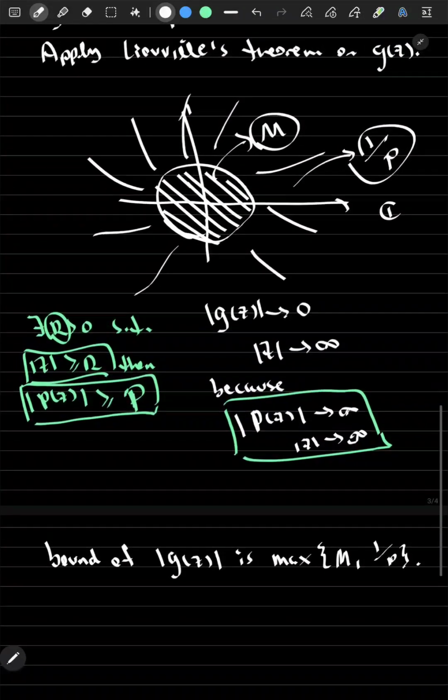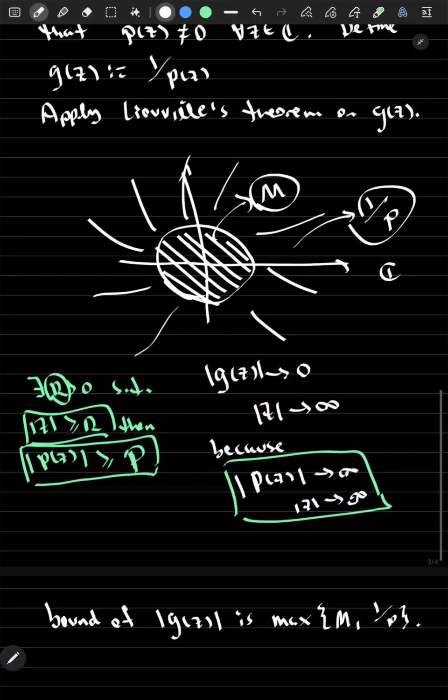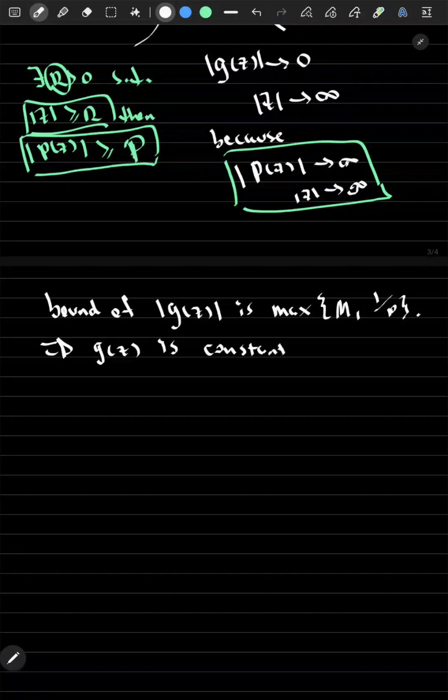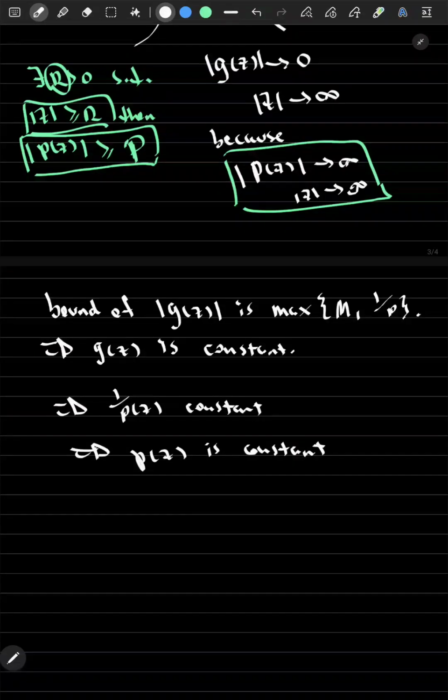And okay, so now we can apply Liouville's theorem, right? Because g of z is an analytic bounded function, so that means it must be constant. But that means that 1 over p is constant, which implies that p is constant, which is a contradiction because we assumed that p is of degree greater than or equal to 1. Okay, and that proves the fundamental theorem of algebra.